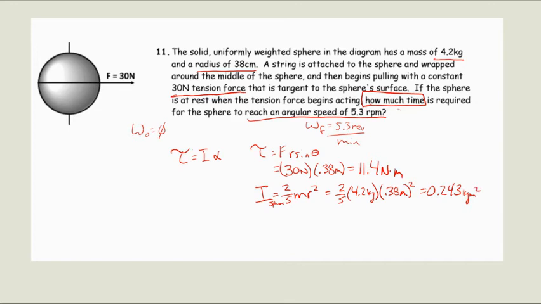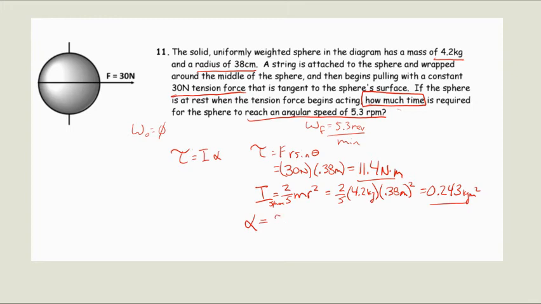So I've got different values. I have my torque here. I have my rotational inertia. And so now I can solve for my angular acceleration. And why do I care about that? Well, because it's accelerating and it's going from 0 to 5.3 revolutions per minute, and we want to figure out how much time it takes for that to happen.